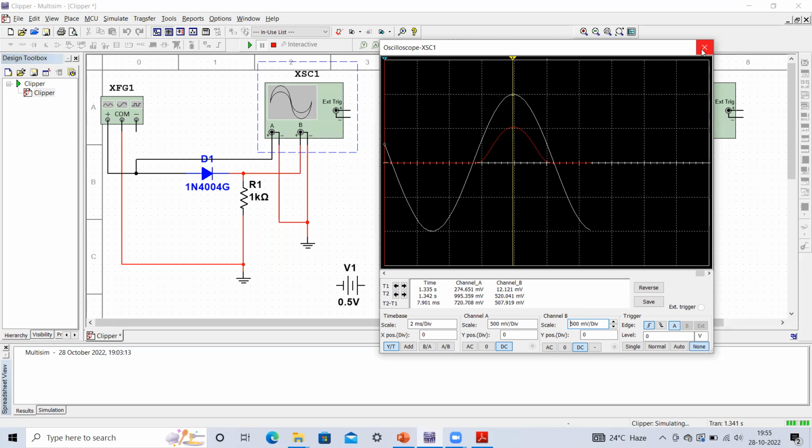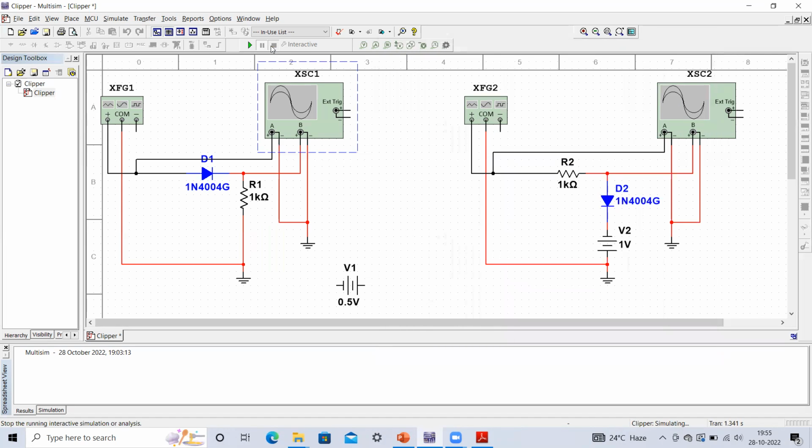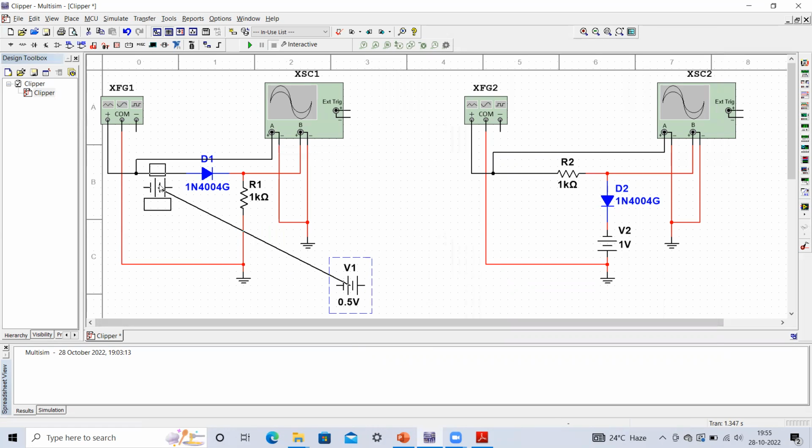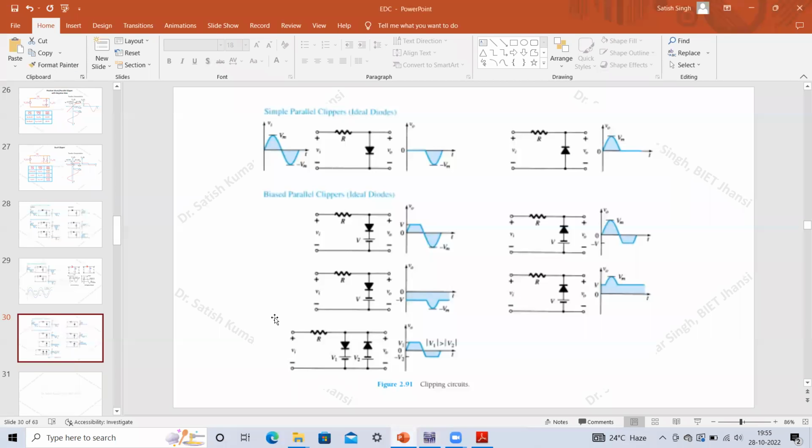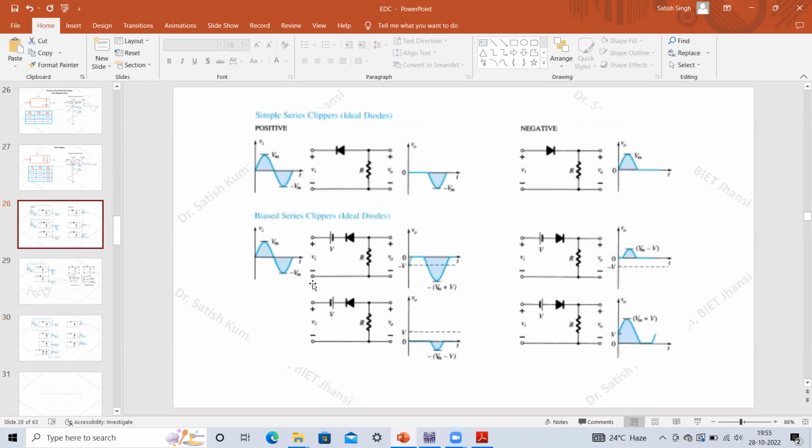Now, again, what we can do is bring in this DC supply. Let me just bring this DC supply over here and make a connection like this. Now it becomes a biased clipper, a positively biased clipper. Because it is a series clipper, as you can see here, this is our series clipper, and this is your positively biased clipper. So we are supposed to get this type of waveform.